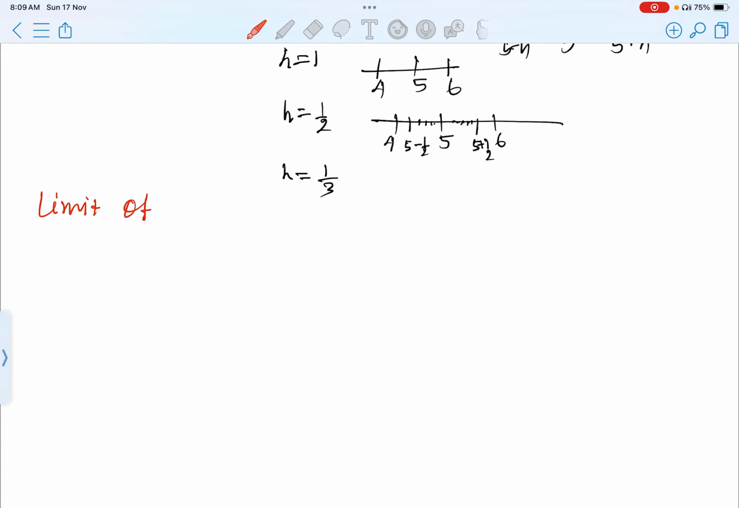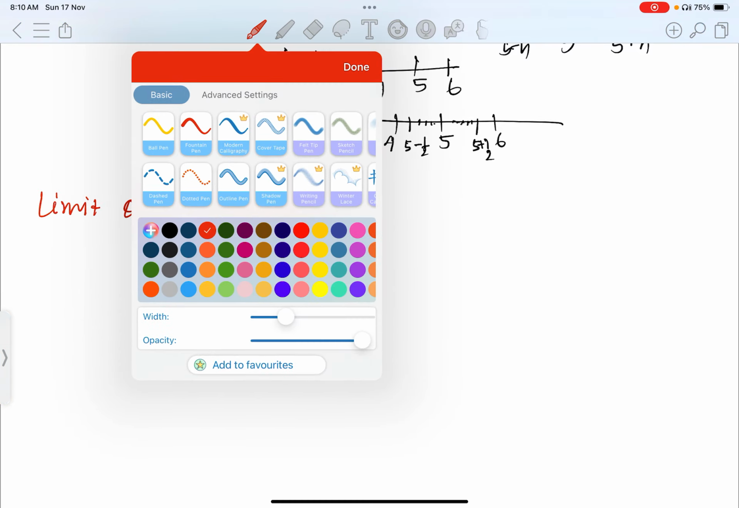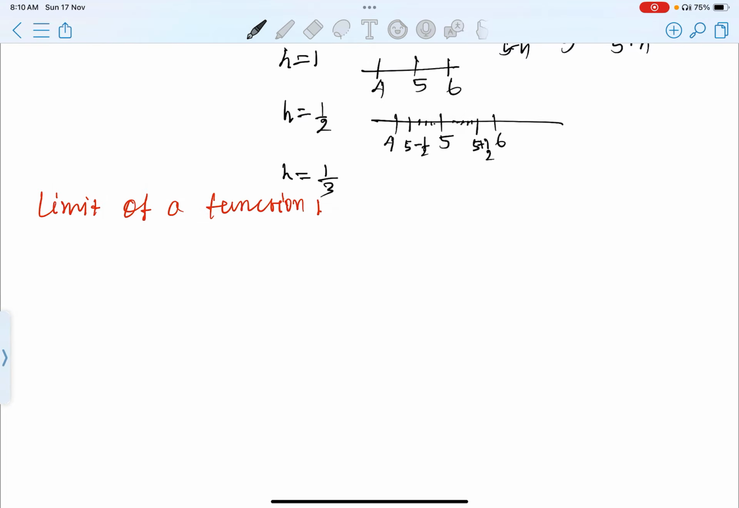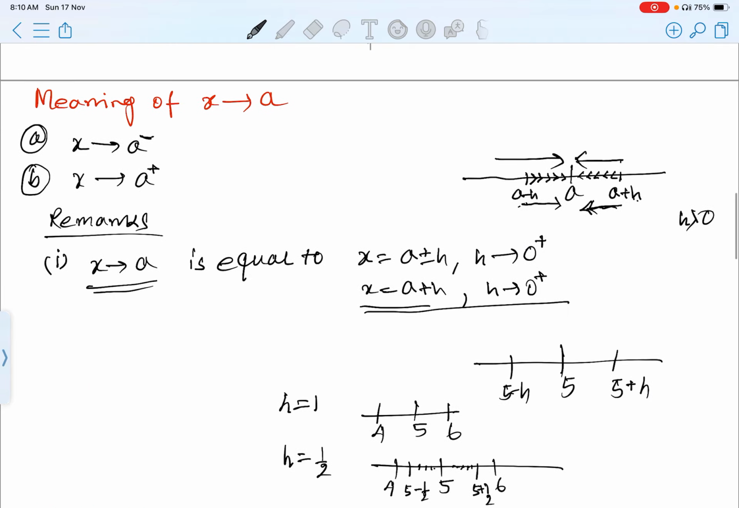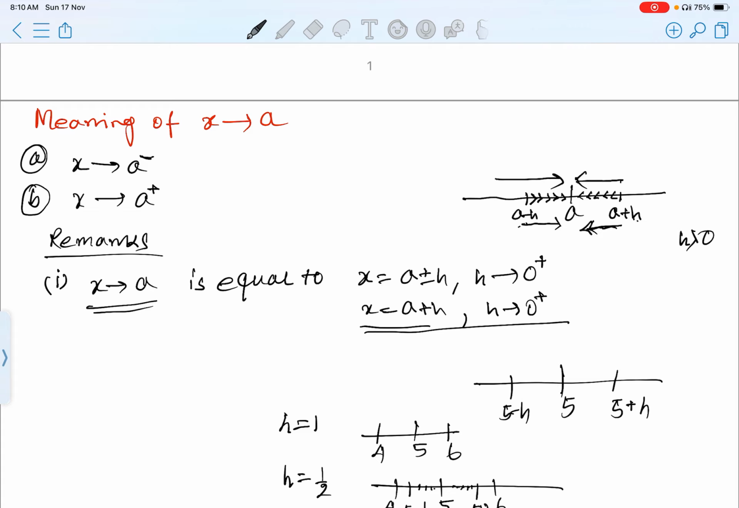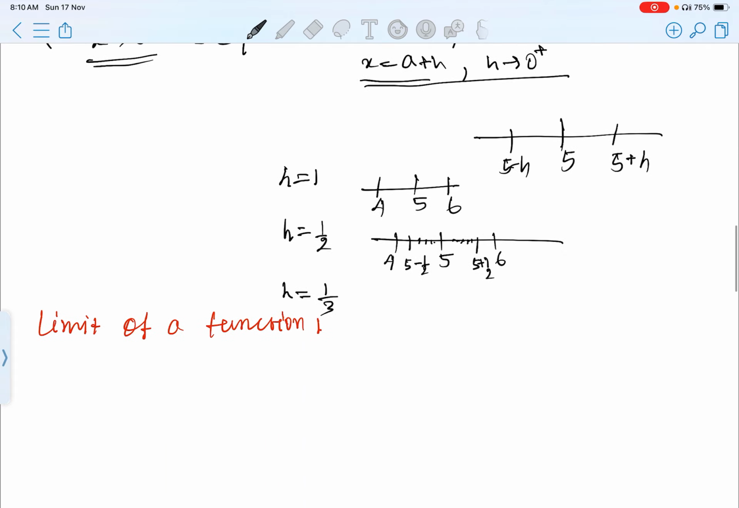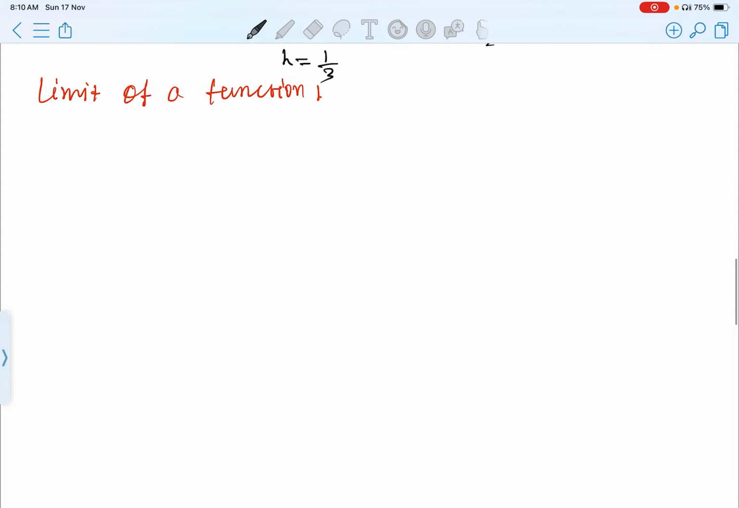Limit of a function. Try to understand, this is the important concept. Limit of a function means, whenever you are extending to a, that is, how you reach a, then where the corresponding function is going, that is the actual motivation.